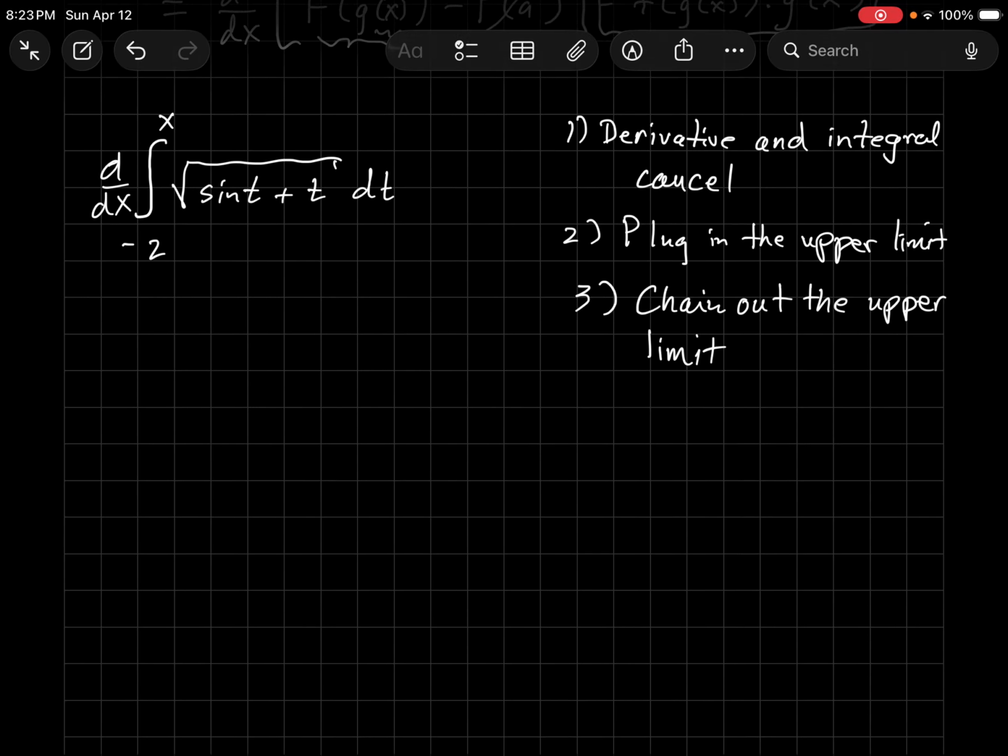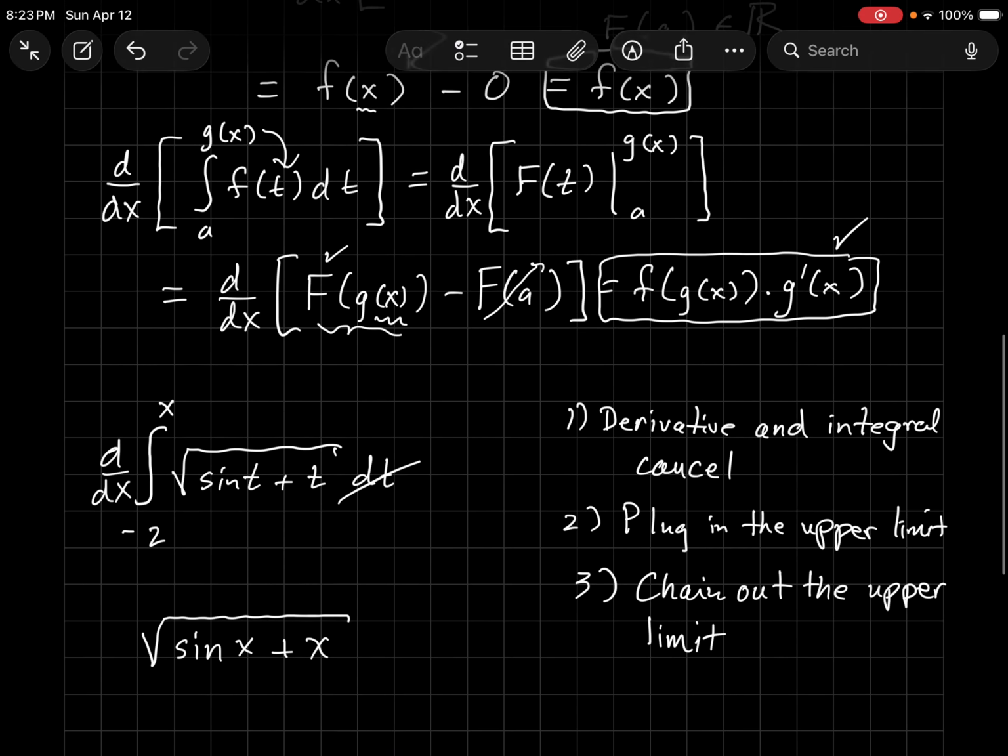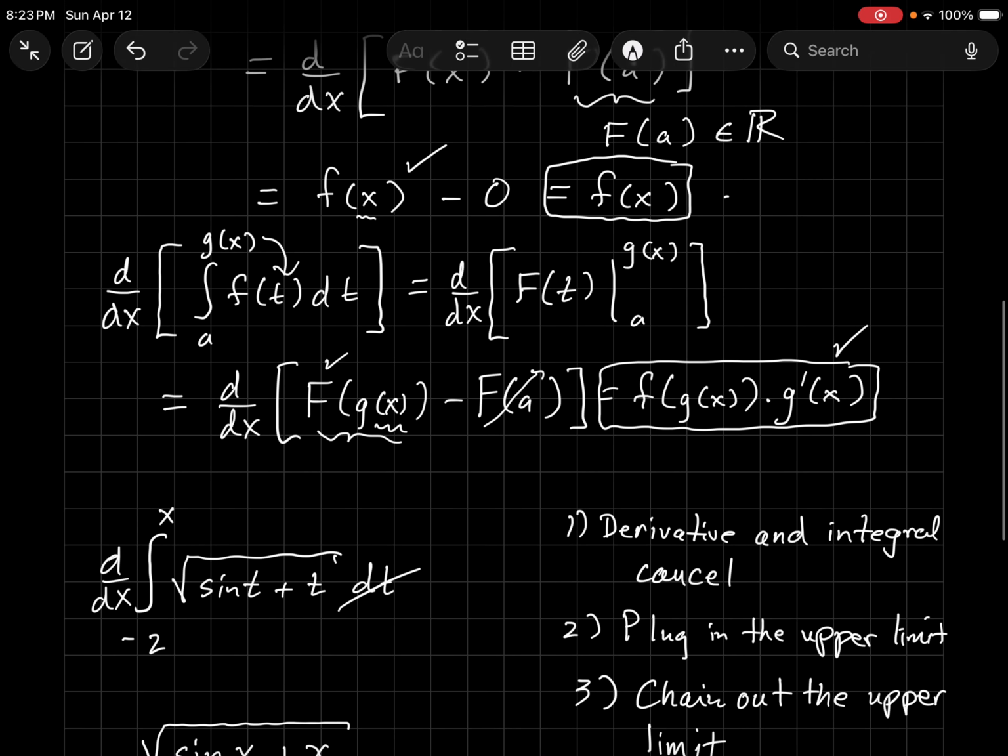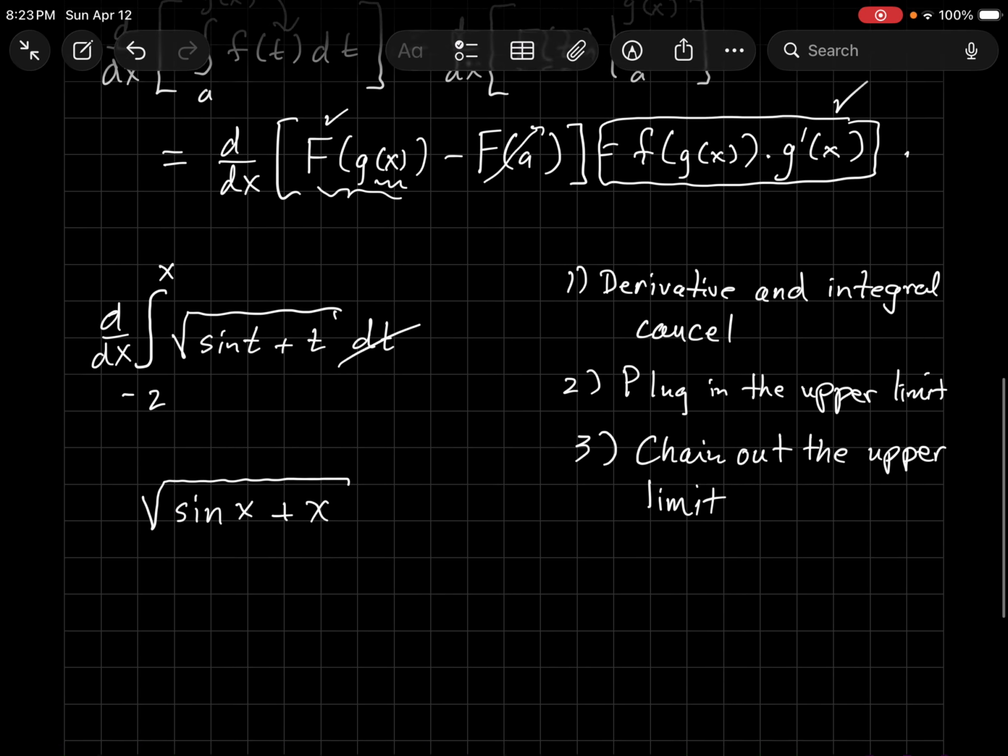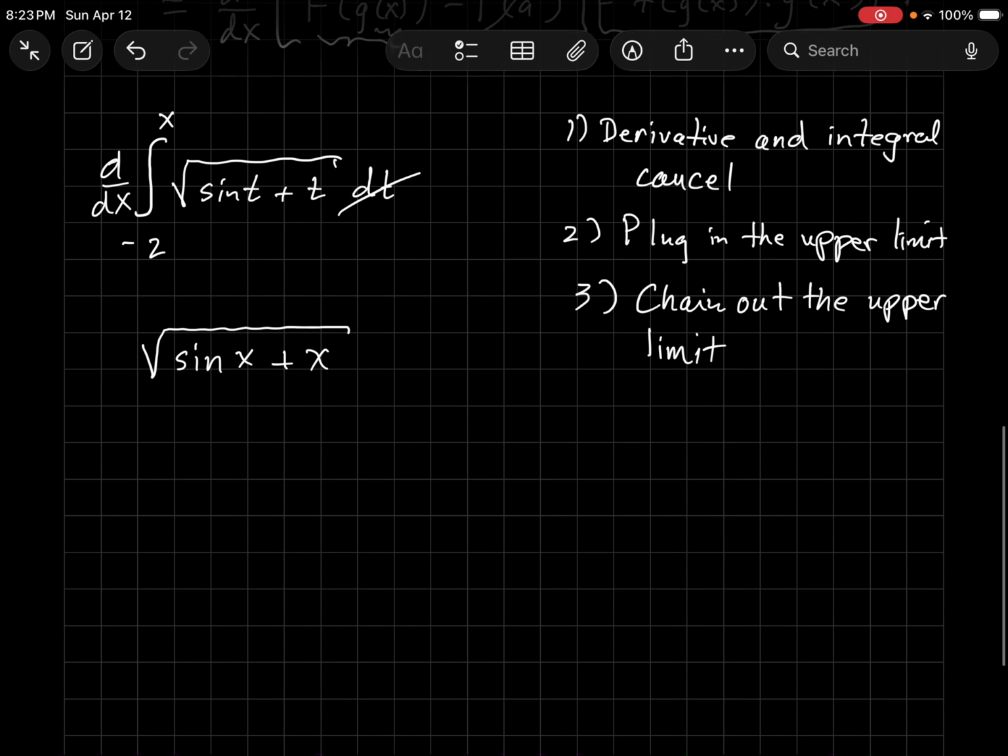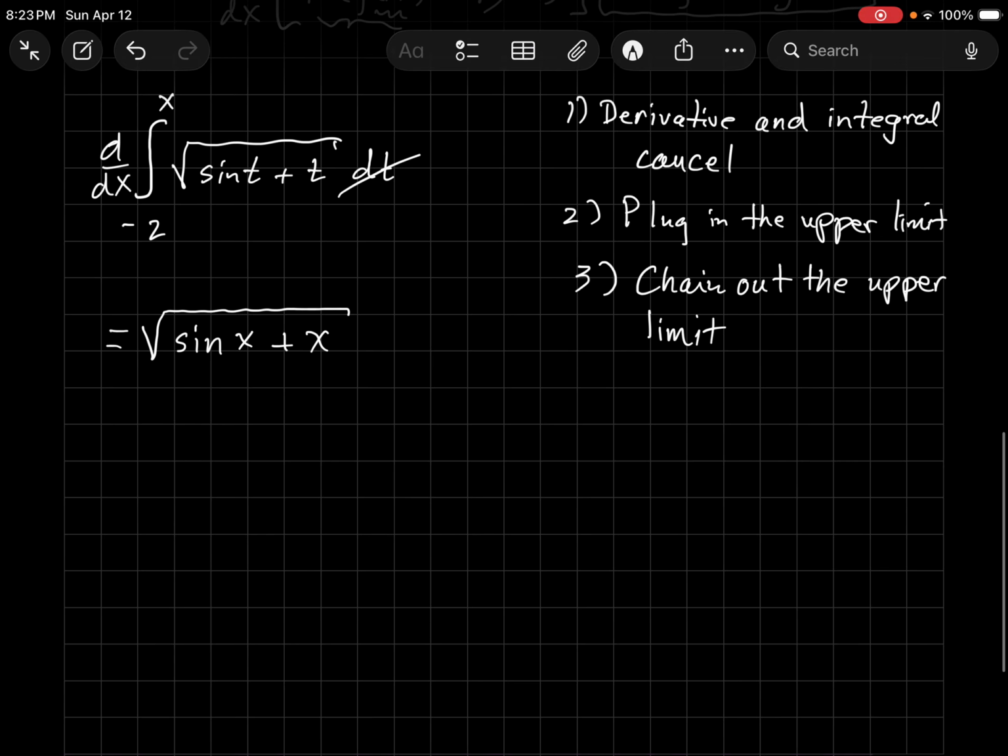So how does it work here? Derivative and integral cancel. I'm left with the integrand, but for every t, I replace it with x. And I don't worry about that dt. Notice that dt did not show up here, did not show up here either. It's just there for our theory, essentially. And that's the answer.